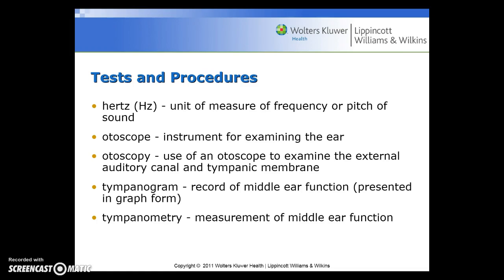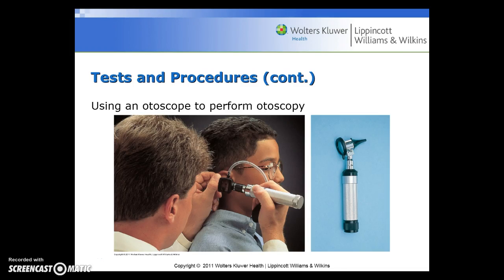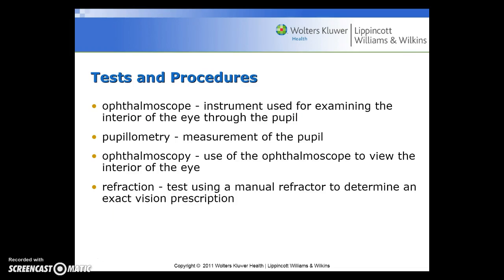An otoscope is that instrument we use for examining the ear. Otoscopy is the use of an otoscope to examine the external auditory canal and tympanic membrane. Tympanogram is the record of middle ear function, and that's when it's represented in a graphical form. Tympanometry is the measurement of middle ear function. Here you can see someone using an otoscope to perform otoscopy.